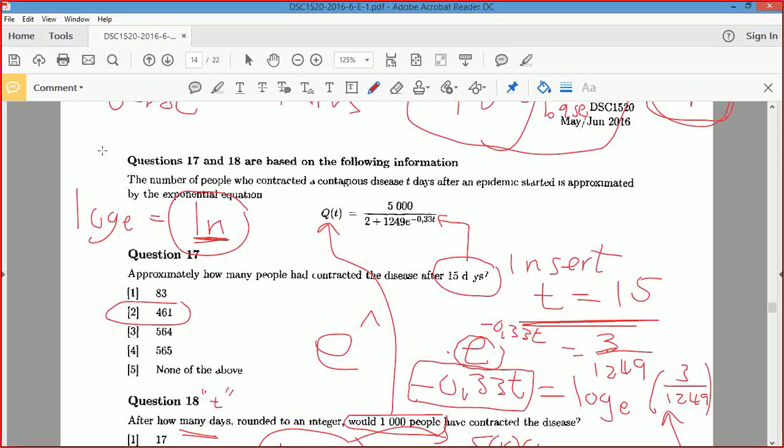e is a constant. If you press e to the power 1 on your calculator, it gives you a constant. It's like any other constant in mathematics, like pi. Pi is a constant. e is just a mathematical constant that recurs in different calculations. So log base e is the same as ln.